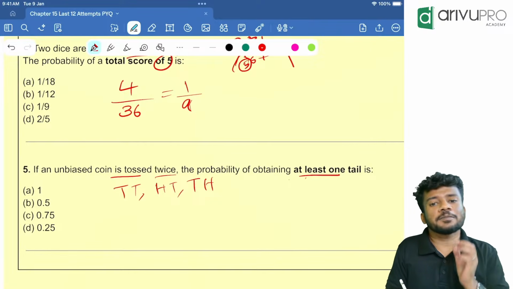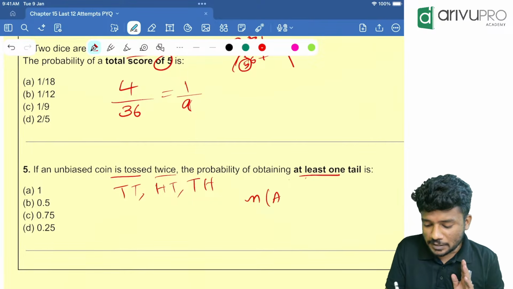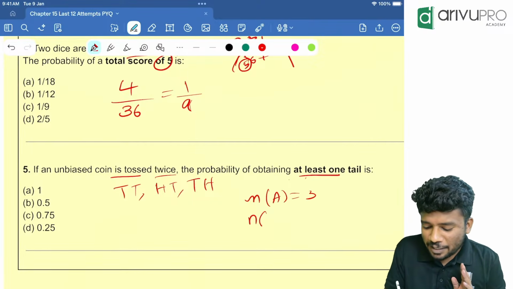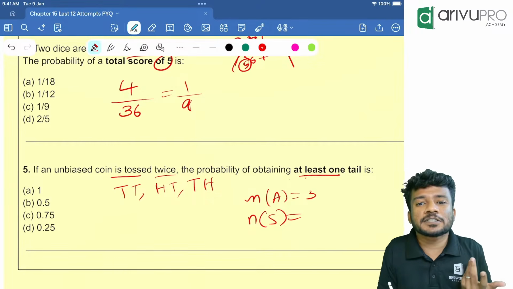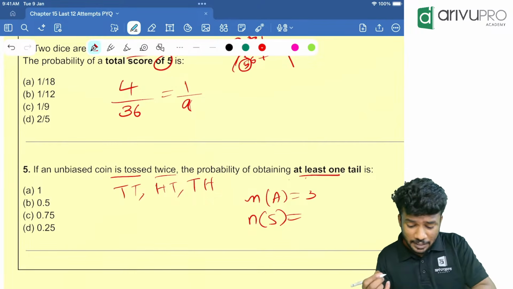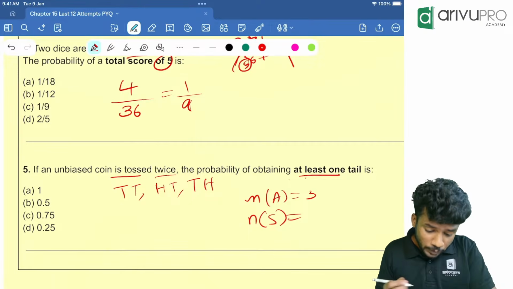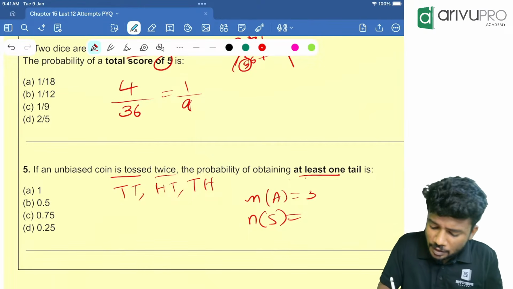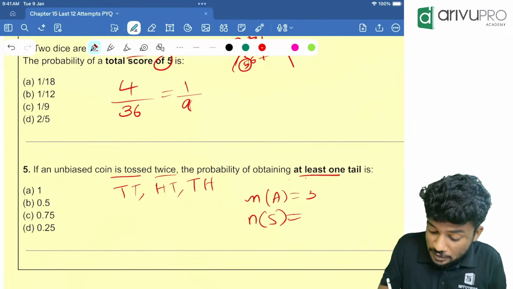Tail, head. That means n of A is how much? N of A is 3. N of S, the total sample space, is how much? Now, how many times is it happening? The coin is thrown 2 times, so n of S is 2 squared, which is 4.